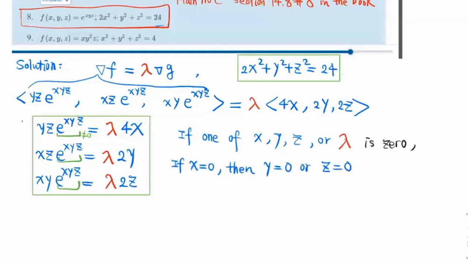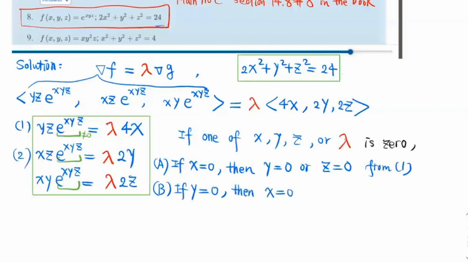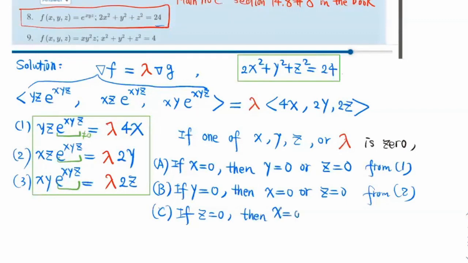Let's call this equation 1. From equation 1, this is the case x equals 0. Now let's think about what happens if y equals 0. Then you have 0 over here, and by similar reasoning, either x equals 0 or z equals 0. This is from equation 2. And what happens if z equals 0? Then x equals 0 or y equals 0. This is from equation 3.